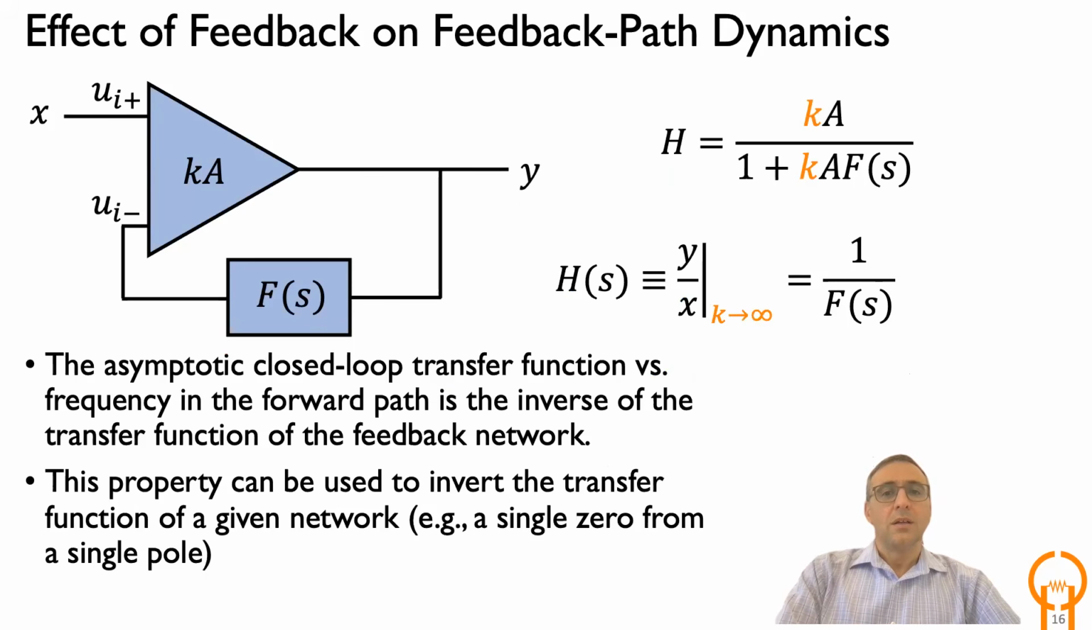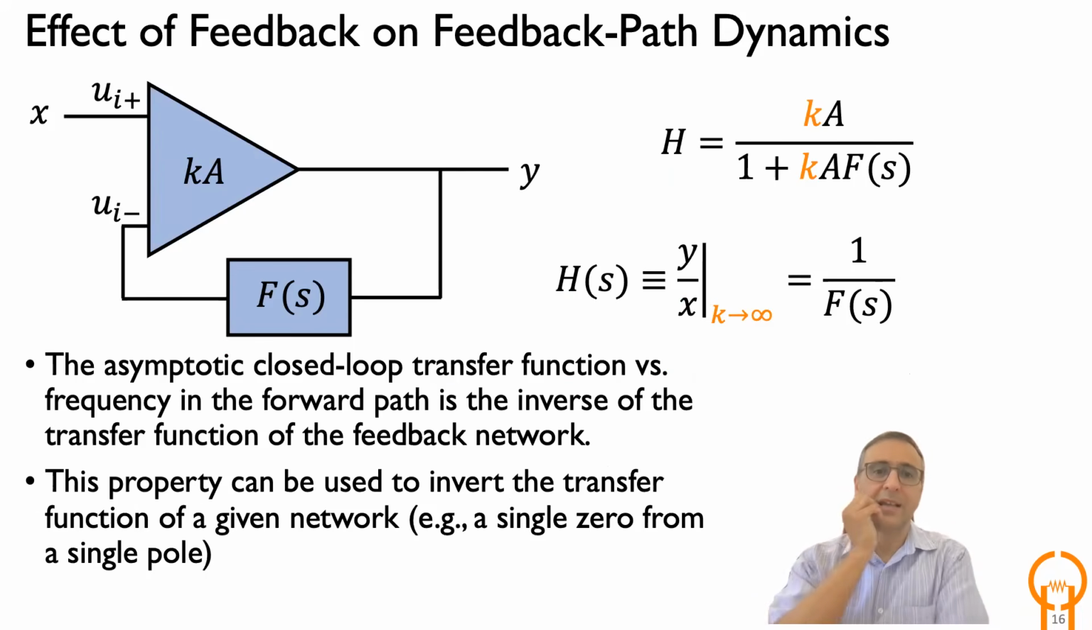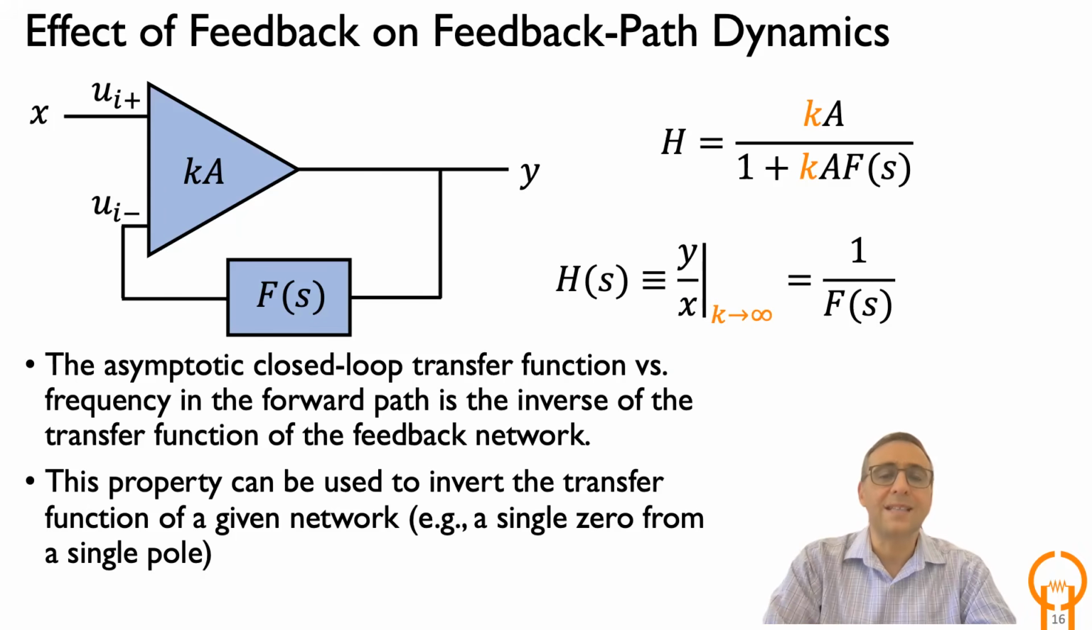Now, the interesting question is what happens if you have dynamics in the feedback path itself? Now we are assuming that the dominant dynamics is in the feedback path, capital F of s. If you again apply the same asymptotic transfer function calculation and take K to infinity, you see that it reduces to 1 over F of s. So H of s, the closed loop transfer function, is the inverse of what you put in feedback, which is again repeating the same pattern.